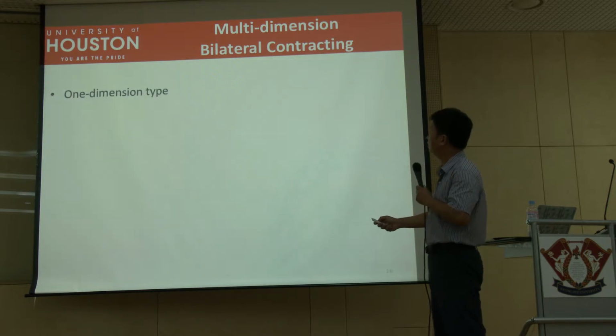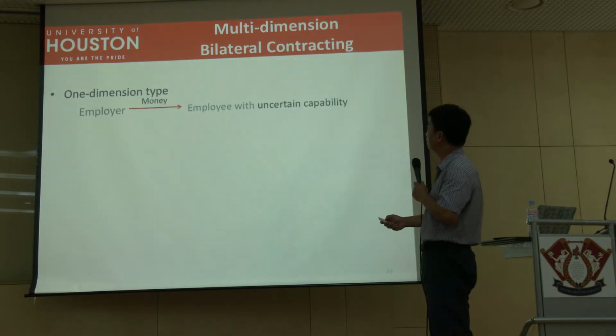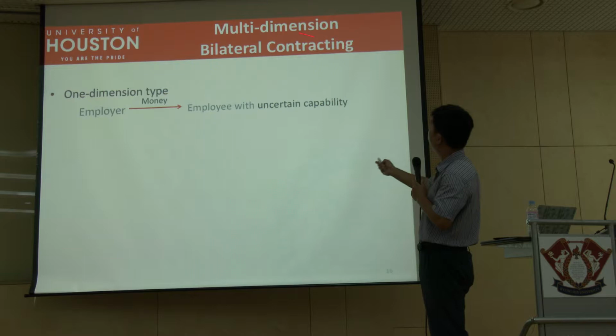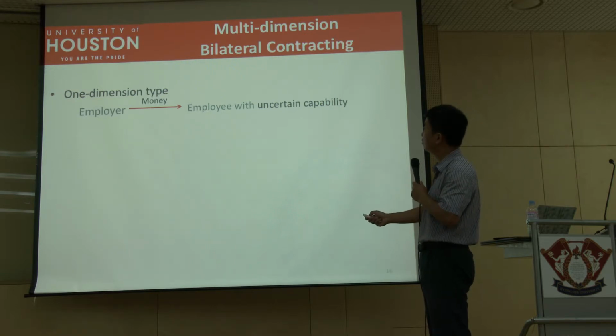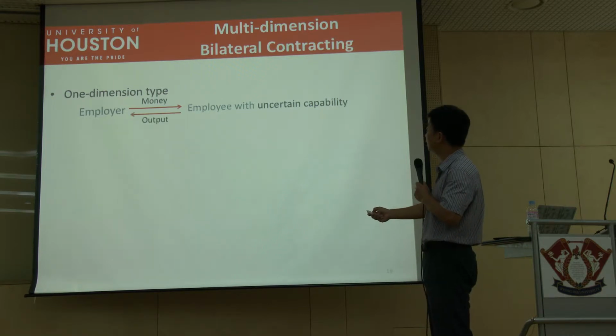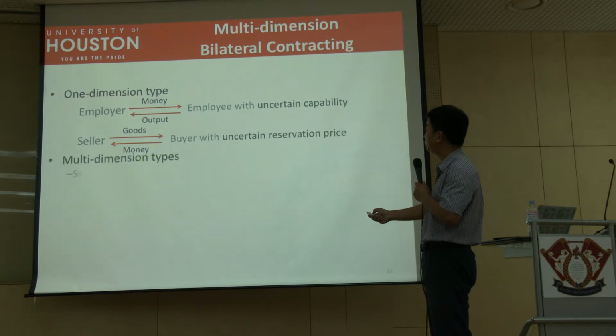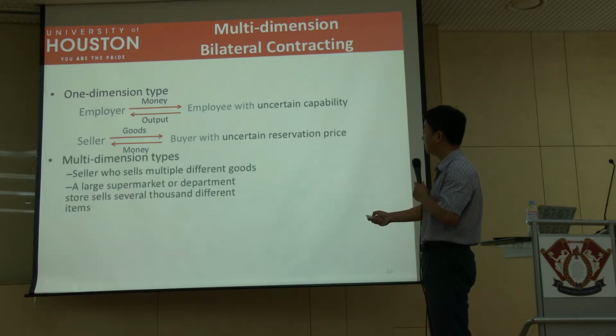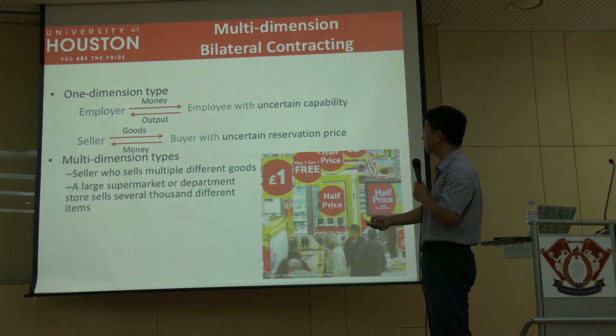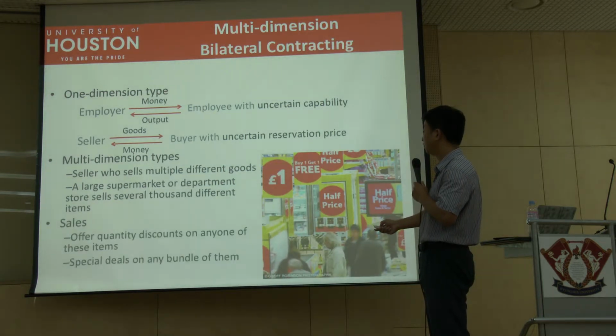And then you have one dimension. Here we talk about multi-dimension. You have one dimension: an employer paying money to an employee with certain capacity. You have output, a seller and a buyer. This is a simple one. How about multiple objects? A seller wants to sell multiple different goods. A large supermarket wants to sell multiple things together.